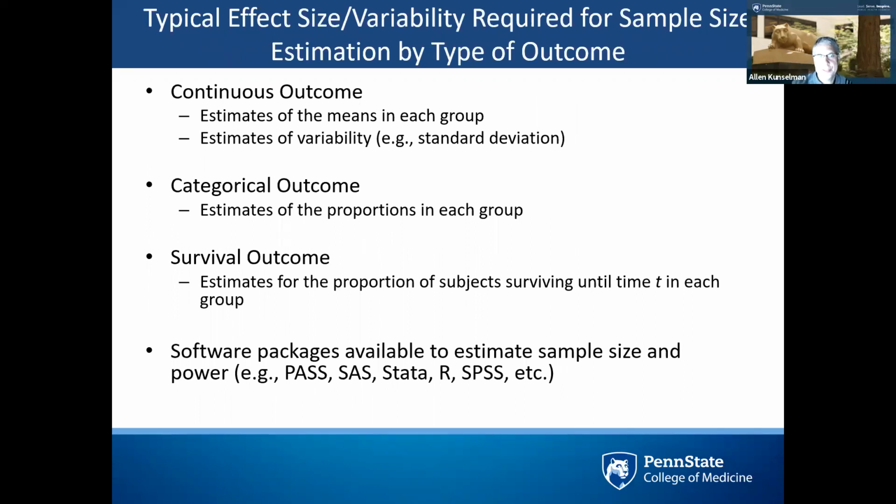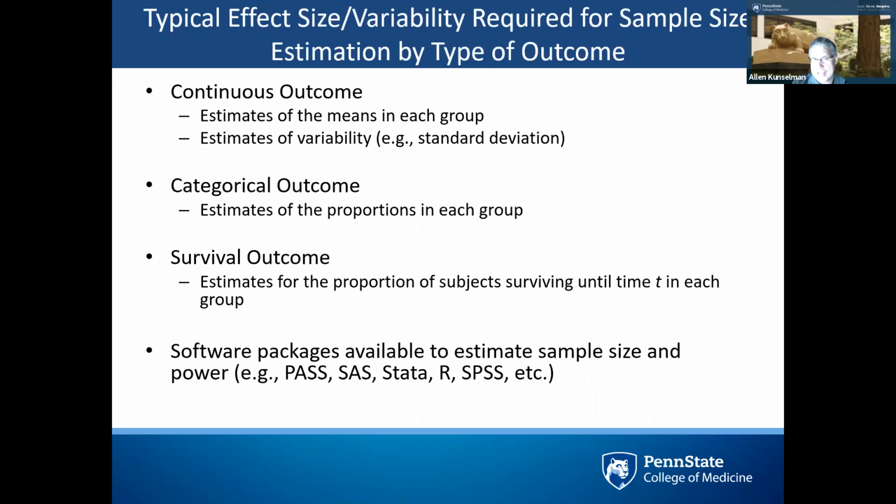So the outcome also depends on whether it is a continuous outcome. We're looking at the means in each group, and then we need a variability. For a categorical outcome, you need estimates for the proportions in each group. If it's a survival outcome, you need the estimates of proportion of subjects surviving until some time in each group.